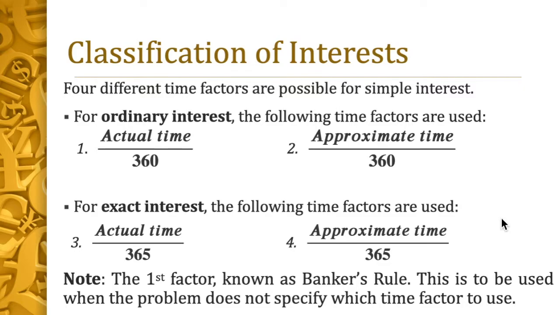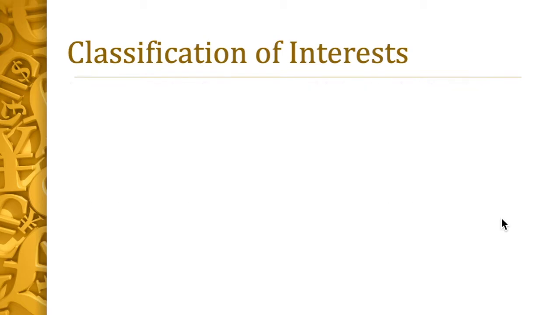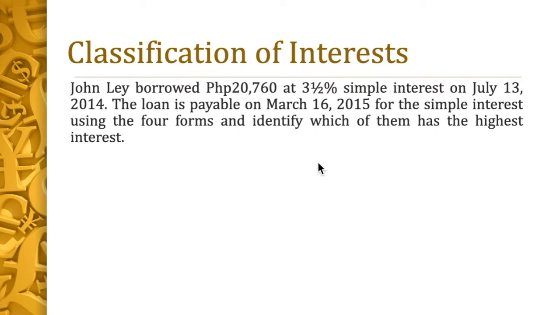So let's try to prove that by one example, shall we? So let's have it here. John Lay borrowed 20,760 pesos at 3.5%, so we can say that this is 3.5% in decimal, simple interest on July 13, 2014, and the loan is payable on March 16, 2015. For the simple interest using the four forms, it is payable on this date. We call this the maturity date.